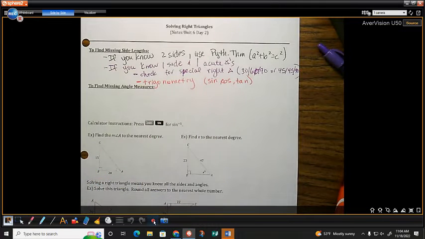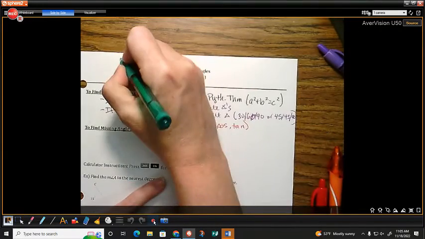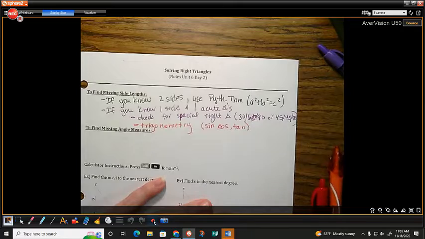But what about the angles? How do we find them if we're missing them? What if all we have is a right angle and a side? Use the inverse. You have to undo things. Now I want you to think back to the Dark Ages for a minute. If I had an x, oh, that didn't write. Let's get something that writes.